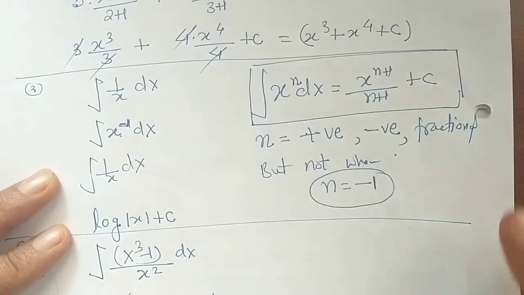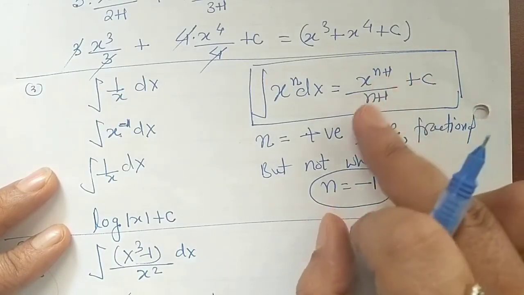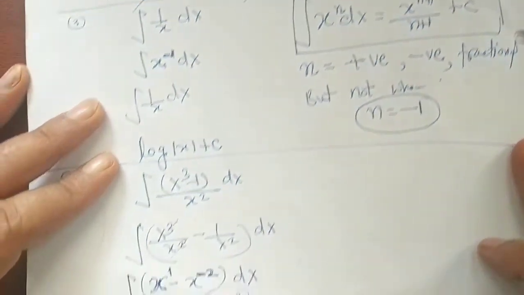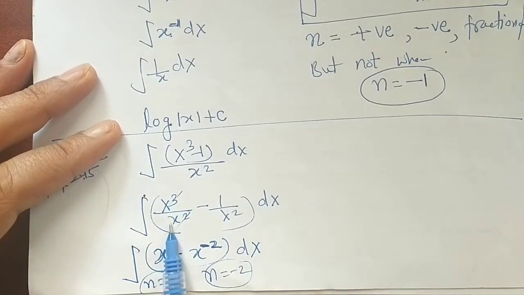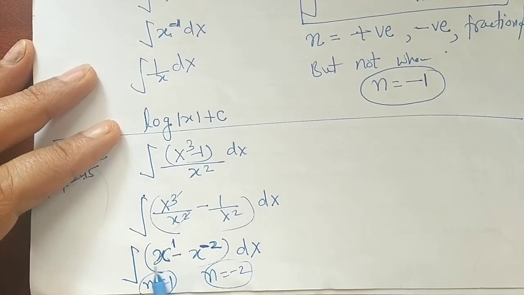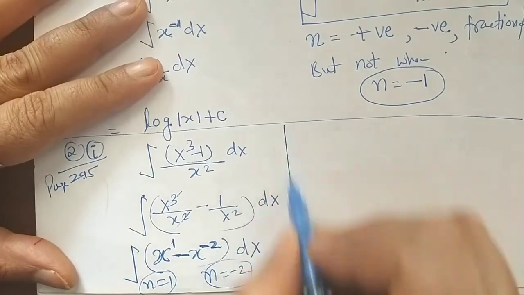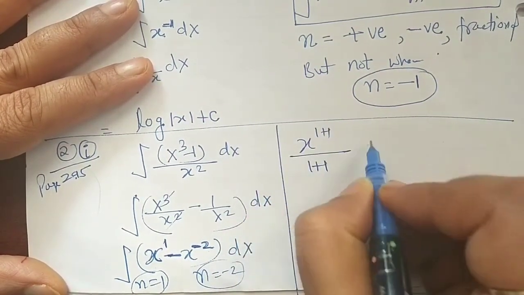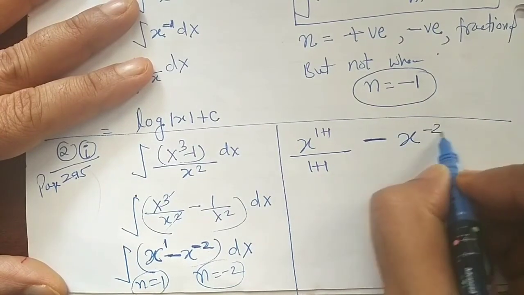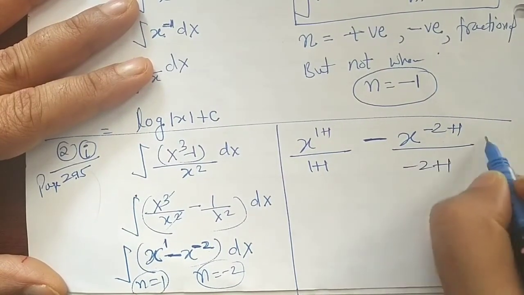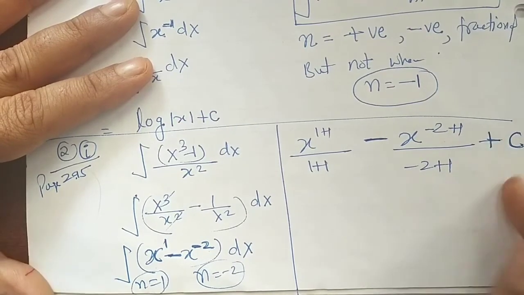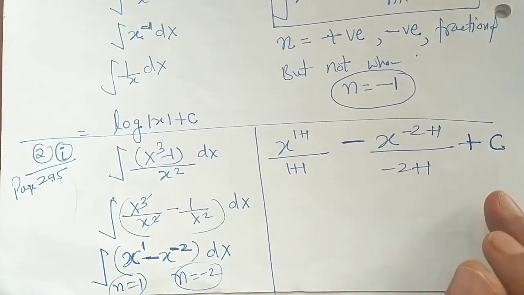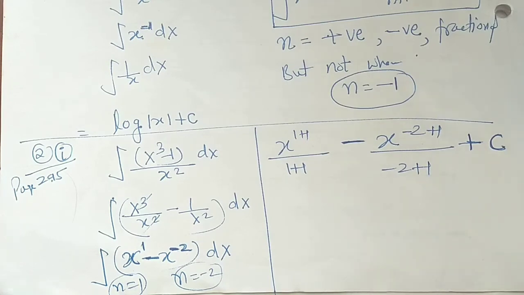Okay, so what is the formula? x raised to power n plus 1 by n plus 1, plus c. Here there are two terms, guys, first term and second term. For both terms there is no need to write c separately. We can write it for one term only. So x raised to power 1 plus 1 by 1 plus 1, minus x raised to power minus 2 plus 1 by minus 2 plus 1, plus c. So only one c is written. If there are 2 terms, 3 terms, 5 terms, only one c is written.